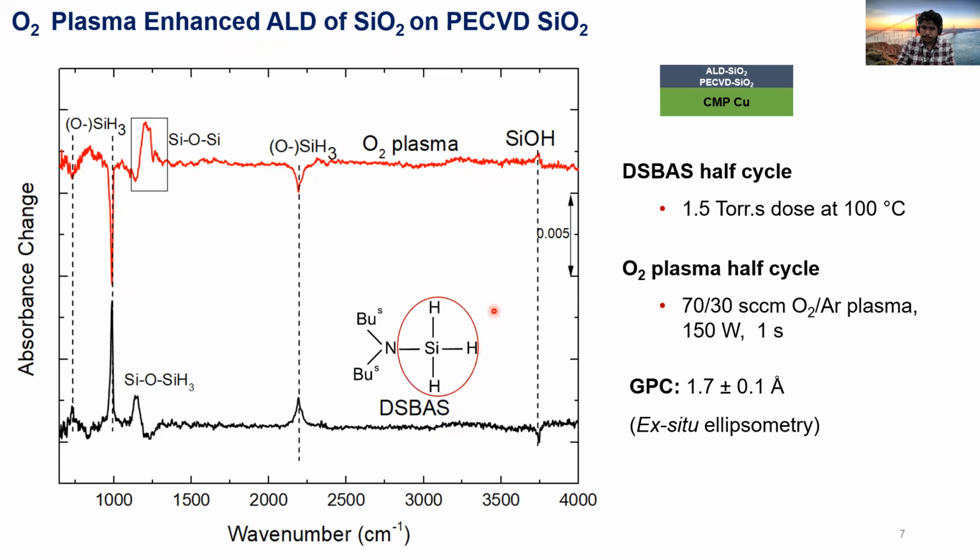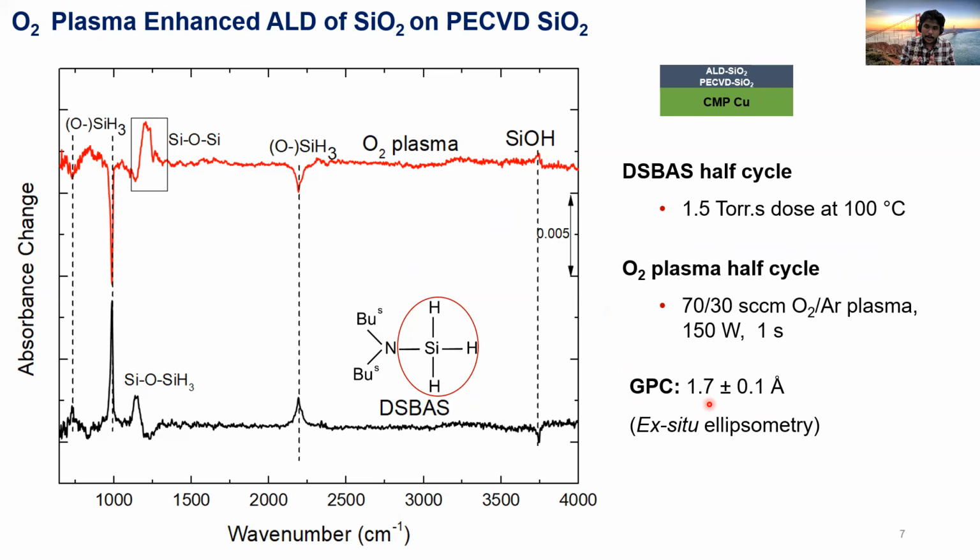In the first step, the SiH3 ligand from di-sec-butylaminosilane attaches to the PECVD silicon oxide, as shown by the stretching and the bending vibrations. In the second step, the oxygen plasma removes the silyl radicals and forms silicon oxide on the surface, and also restores the OH groups for the next subsequent ALD cycle. The growth per cycle for this process was observed as 1.7 angstroms.